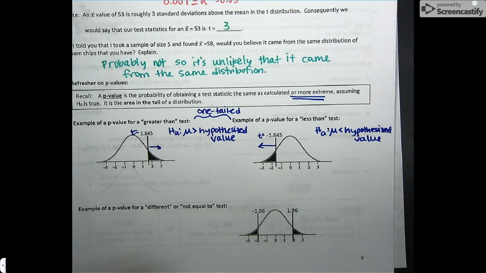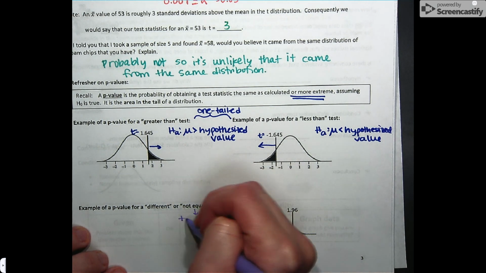Okay, but there is one more test. There's a not equal to. So if I do not equal to, that is our two-tailed test.